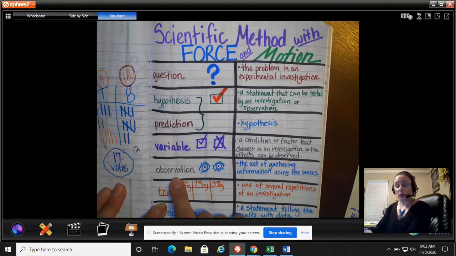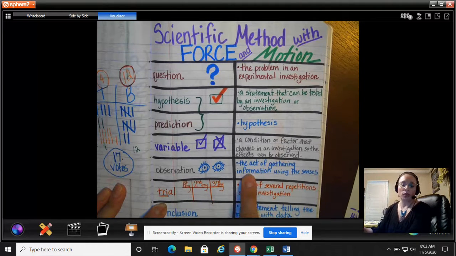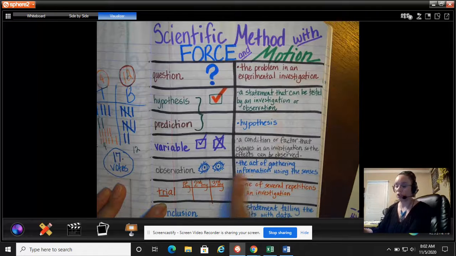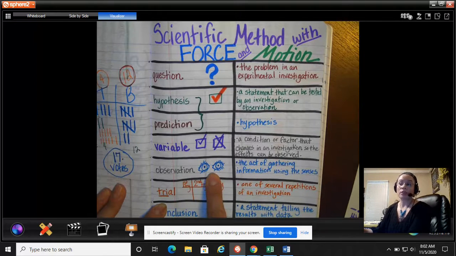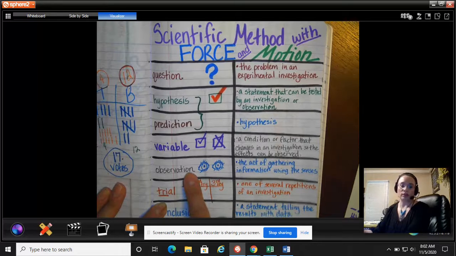When you do the experiment, you do a lot of observations. This is using your sense of sight, smell, hearing, whatever you need to gather the information. Usually you're watching things happen, but sometimes you are smelling things, hearing things, touching things in an experimental investigation. So observations use your five senses.